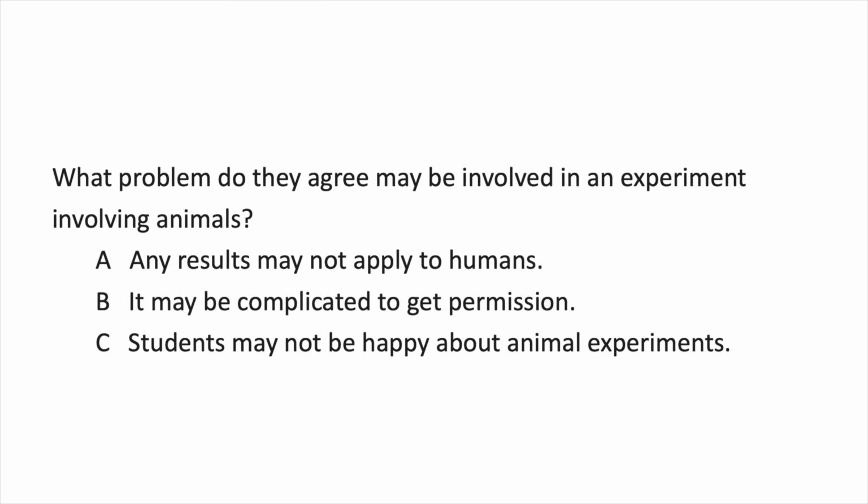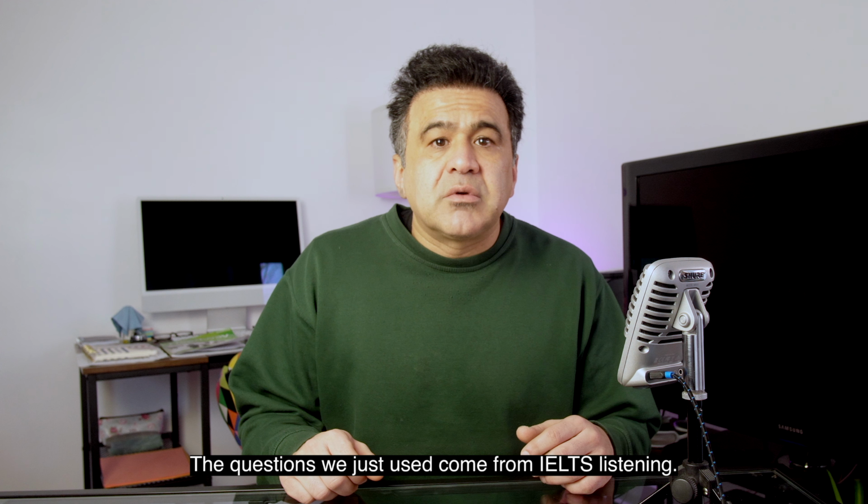Next question. What problem do they agree may be involved in an experiment involving animals? I underline problem, animals, and now let's look at the choices. Any results may not apply to humans. Underline apply to humans. It may be complicated to get permission. We underline complicated and permission. C, students may not be happy about animal experiments. We underline students not happy in animal experiments. That's it. The questions we just used come from IELTS Listening.